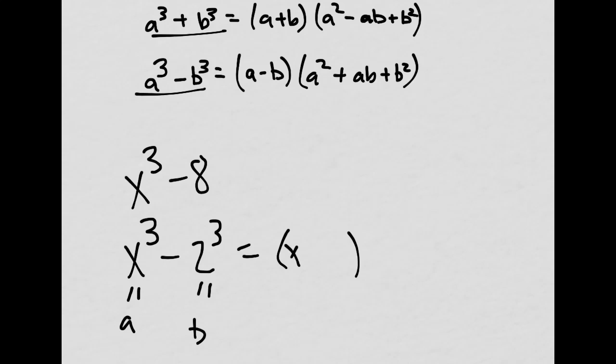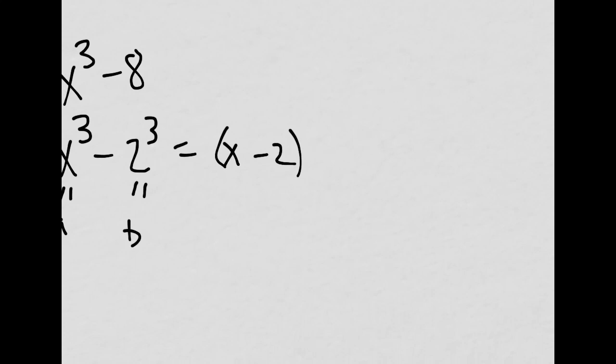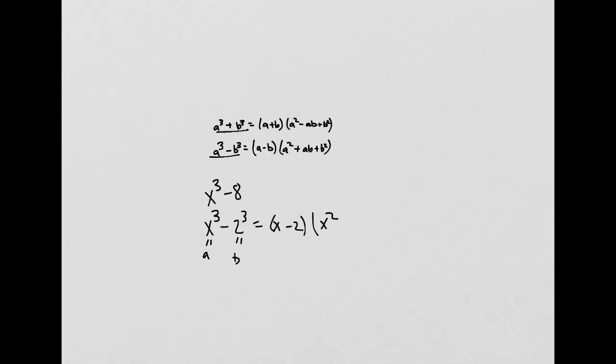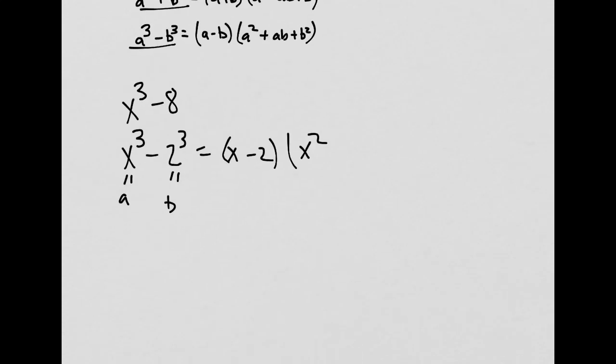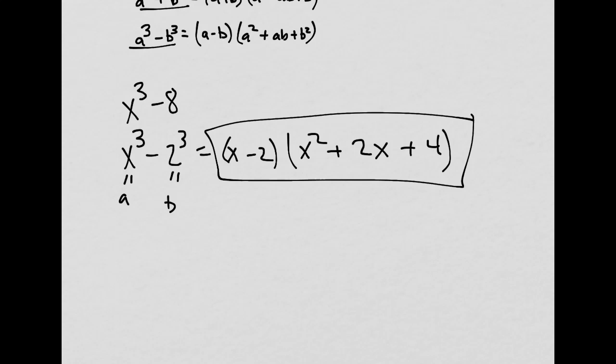So it's x minus 2. Ours is plus 8, so I'm going to use minuses. So that's x minus 2. Then the first one's x squared, because I have to square a. Plus, because I changed that sign, 2x plus 2 squared, which is 4. So that'd be x cubed minus 8 factored.